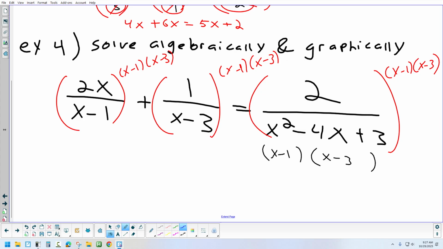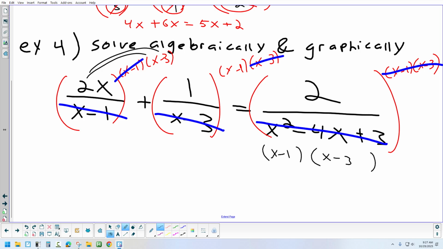What can I cancel out in the first fraction? Yeah. x minus 1. Right, x minus 1 is gone. What about the second fraction? Yeah, where is it? x minus 3. And what about on the right-hand side? What's going to cancel there? Yep. The whole bottom, because that is x minus 1, x minus 3. So now if you've done this right, when you're done, you're not going to have any denominators.